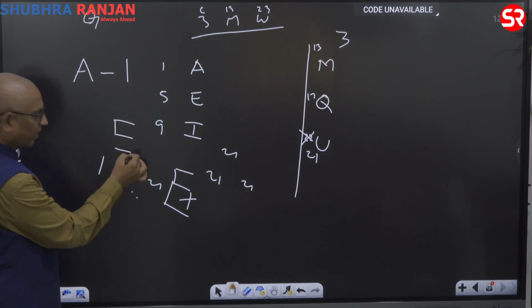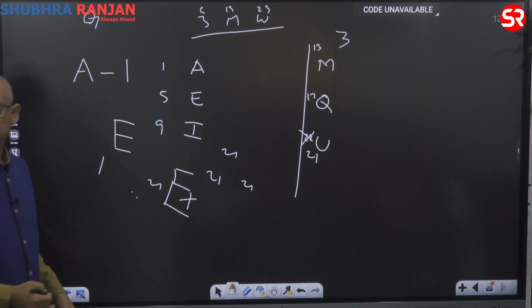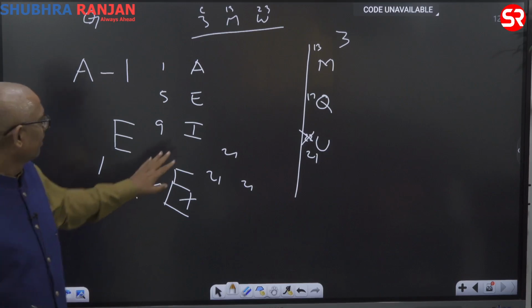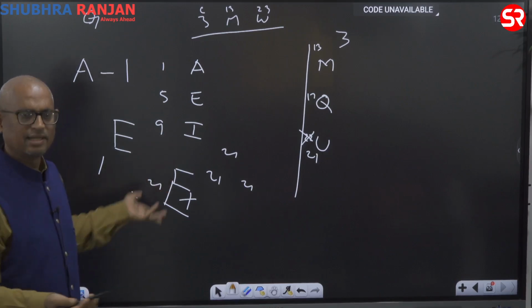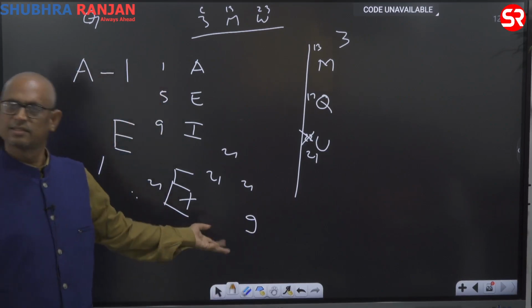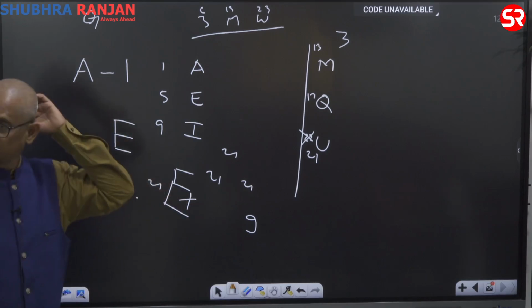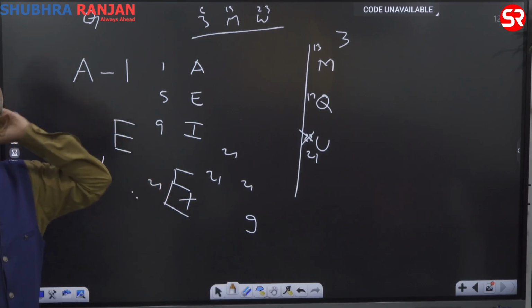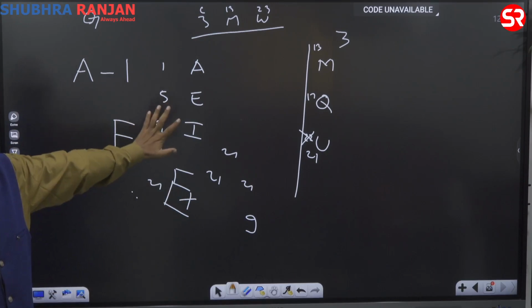This is 5. This is E. Okay. Next thing, 9. 9 is I only. What is this? 9, I, both are same. So it is very easy to tell I, 9. Okay. Got it? Remember?